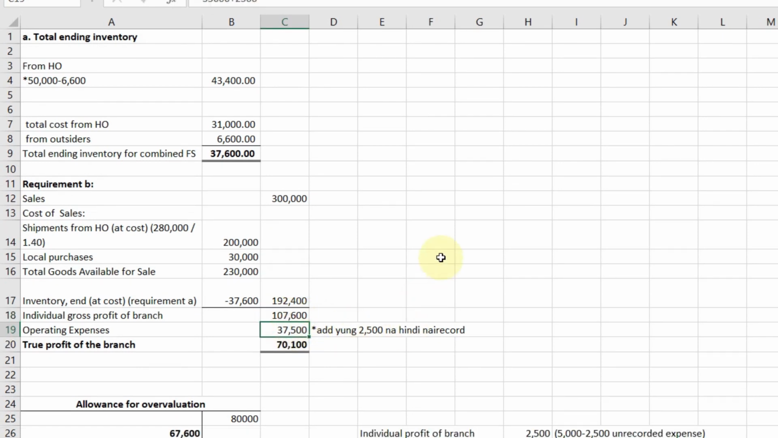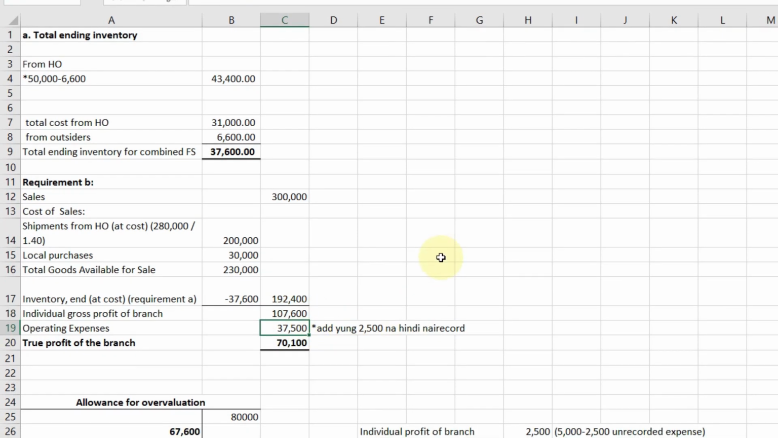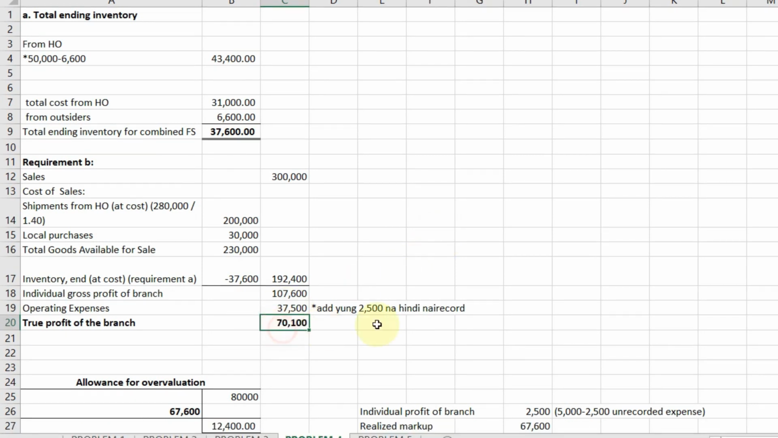Okay, dinagdag ko, kasi ang operating expenses lang is, I think, 35. Okay, 35, if I'm not mistaken, 35,000. Idinagdag ko yung sinabi ng narrative na hindi daw na-record ni branch yung 2,500. Okay, so 37,500 na operating expenses. So you'll get true profit of 70,100. Okay, there's another way of doing this.